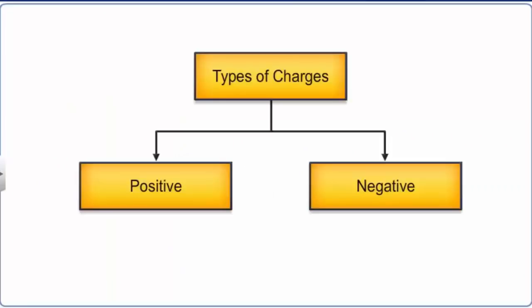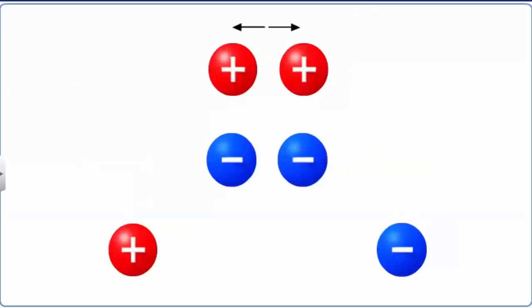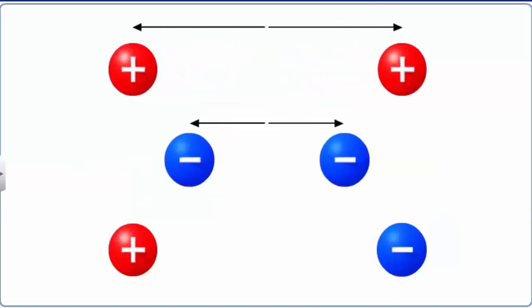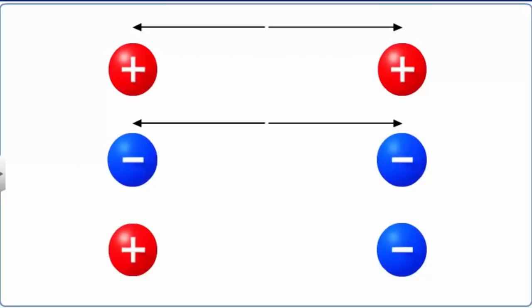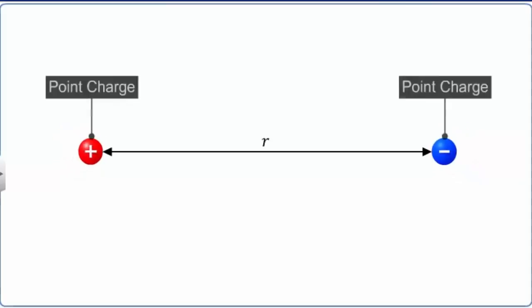We know that electric charges are conventionally called positive and negative charges, and that like charges repel each other and unlike charges attract each other. However, if the size of charged bodies is very small but the distance between them is comparatively larger than their sizes, such charged bodies are treated as point charges.